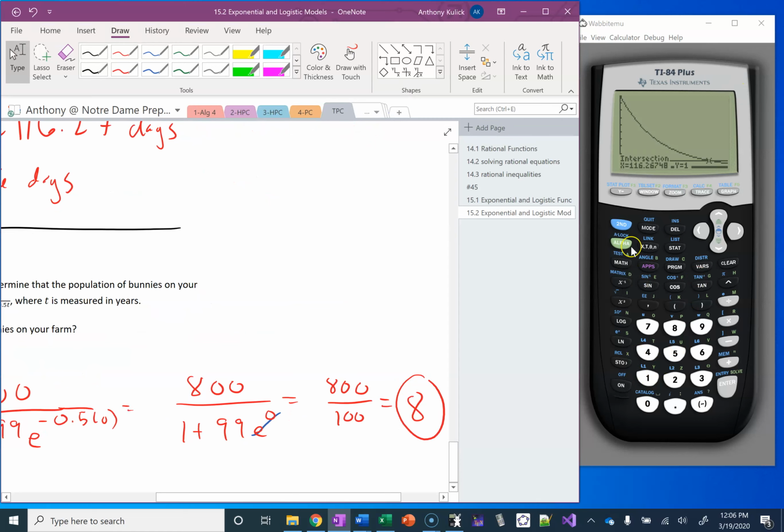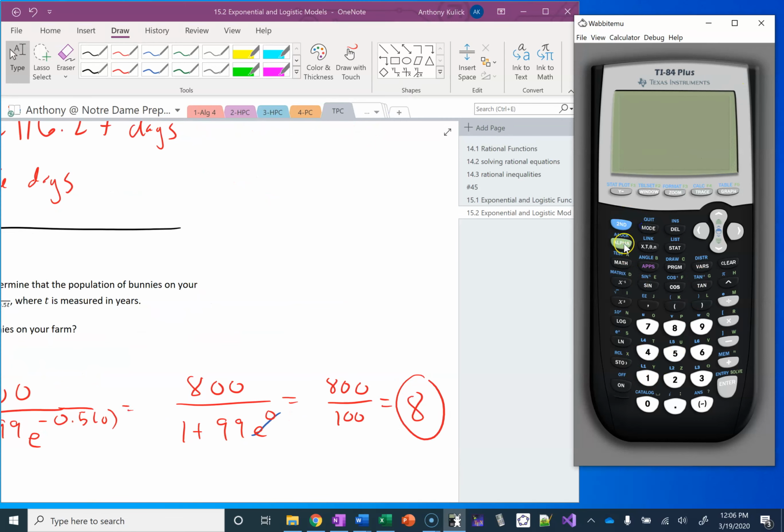Alternatively, you could do this on your calculator. If I press alpha and y equals, it gives me the fraction options. I'll take the first one, and I'll just do 800 over 1 plus 99 times e to the negative 0.5 times 0. And I get 8 that way also. So either way.